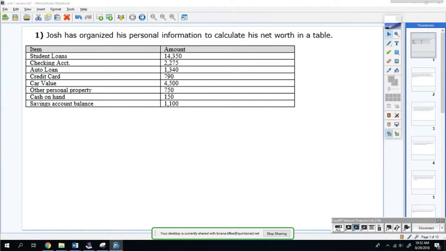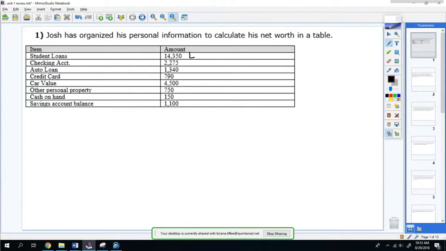Okay, Josh has organized his personal information to calculate his net worth in a table. So this table represents all his assets and liabilities. What we gotta do is separate them into assets and liabilities. So I'm gonna put an A for an asset and L for a liability next to the number. So a student loan is a liability because you have to pay it off.